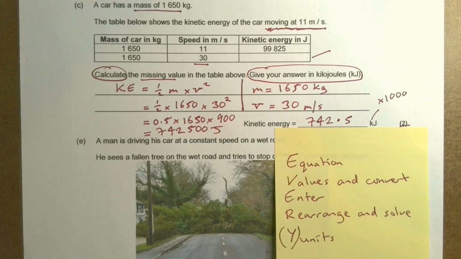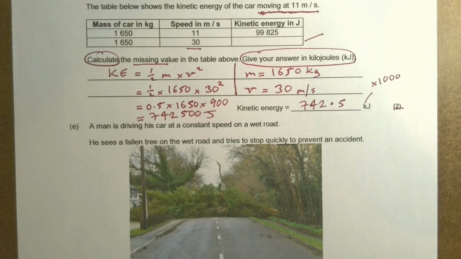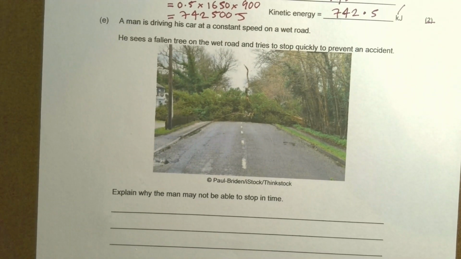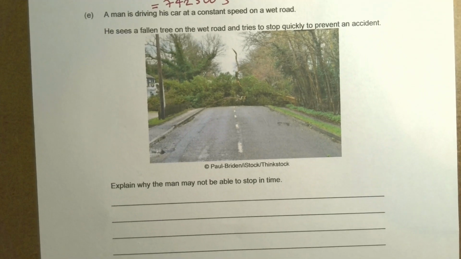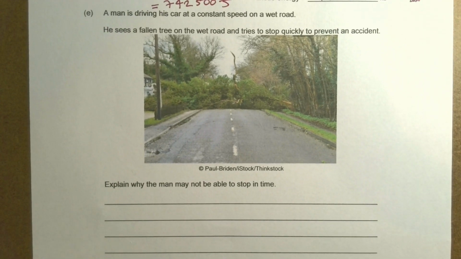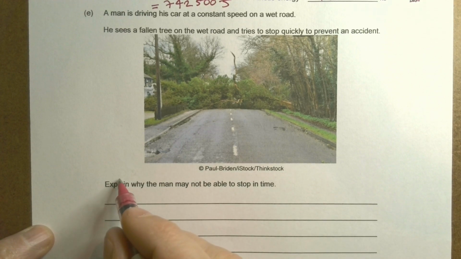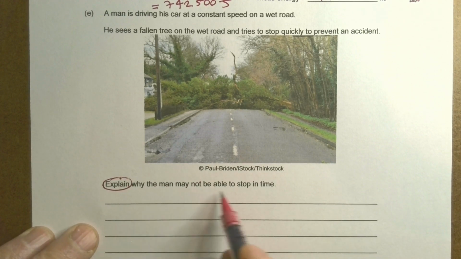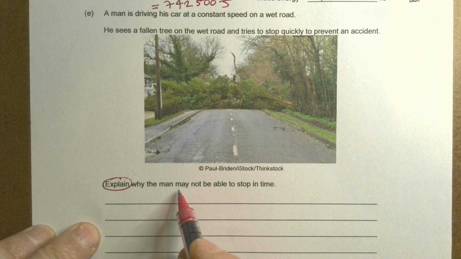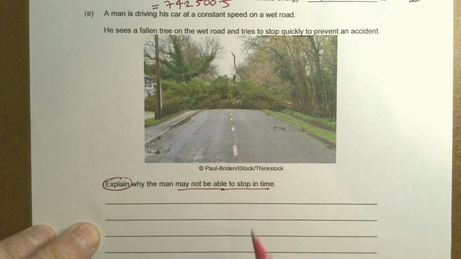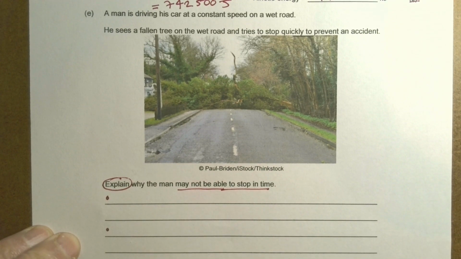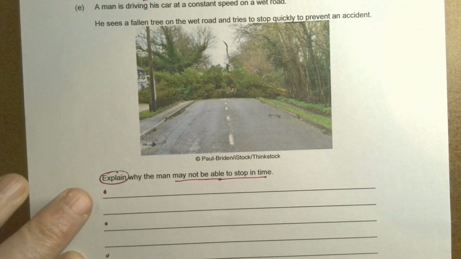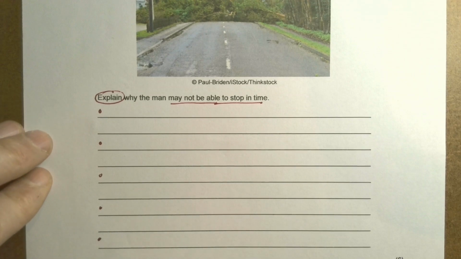Okay, let's have a look at question E. A man is driving his car at constant speed on a wet road. He sees a fallen tree on the wet road and tries to stop quickly to prevent an accident. Explain why the man may not be able to stop in time. So why he may not be able to stop in time, and it's worth 6 marks. So 1, 2, 3, 4, 5, and 6.